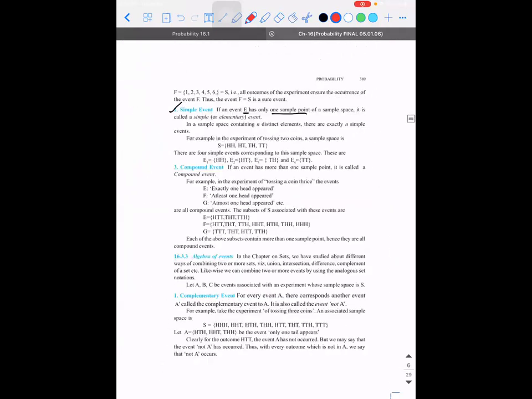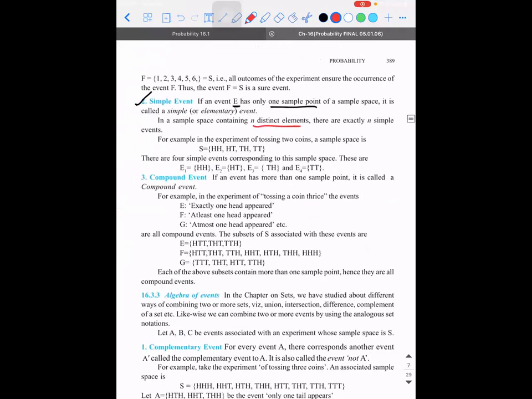Now concentrate. In a sample space containing n distinct elements, there are exactly n sample points or sample events. For example, in the experiment of tossing 2 coins, head, tail, head and tail, it has 4 sample points. So the number of sample points you have will define the number of simple events. The other name for simple is elementary. Why we call it a simple event is because it's one of the outputs. That's why we call it a simple event.